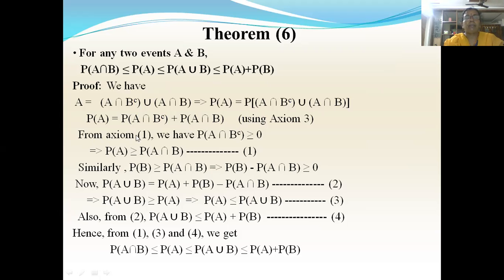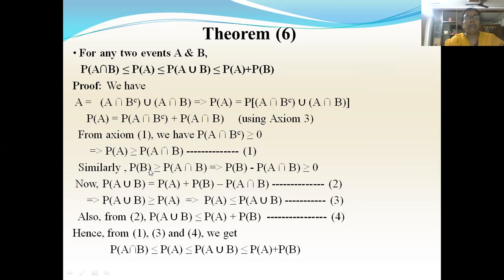Now from the axiom of positivity, that is axiom 1, we have P of A intersection B complement greater than or equal to 0. So when this is greater than or equal to 0, it implies what? P of A is greater than or equal to P of A intersection B. I am denoting this as equation 1.